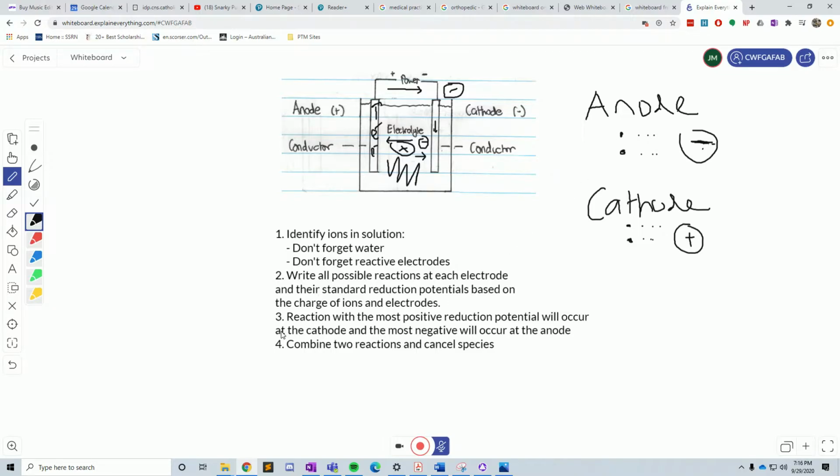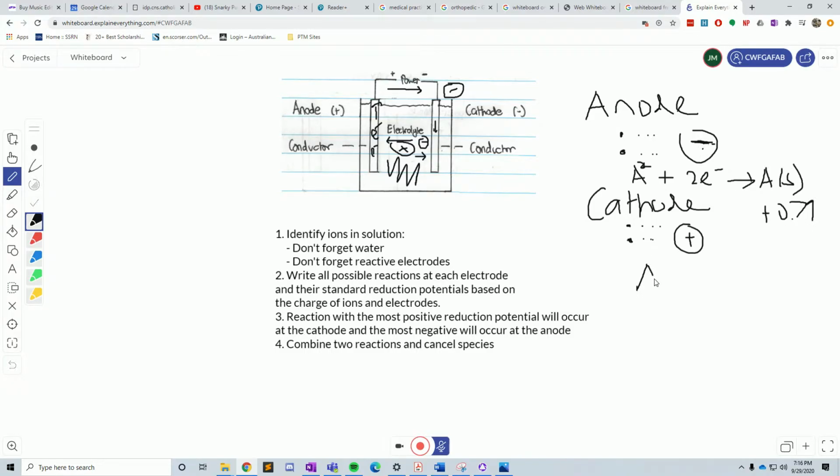Step 3 states that the reaction with the most positive reduction potential will occur at the cathode, and the most negative reduction potential will occur at the anode. So you have the anode here, and typically it's written as reduction. So a particular ion here is reduced, let's say, with 2 electrons, and it goes to whatever it is, let's say a solid, and that'll have a reduction potential of, let's give it 0.79.